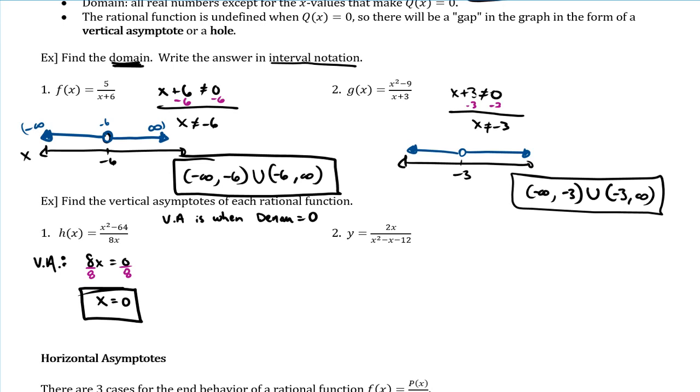All right, that's that. Number 2, I have 2x in the numerator, which again is fine. There's no problem with that. The main issue is the denominator, and that's where we can find our vertical asymptotes by setting the denominator equal to 0. So this is a quadratic that can be factored. The way that I factor is I multiply the leading coefficient, which is 1, times the last constant, which is negative 12.